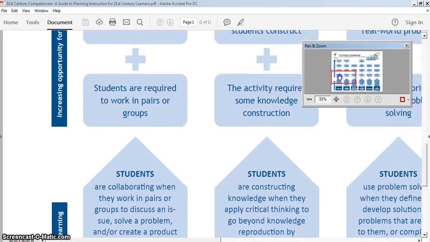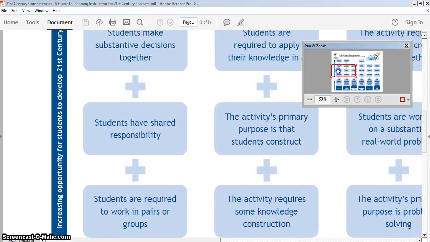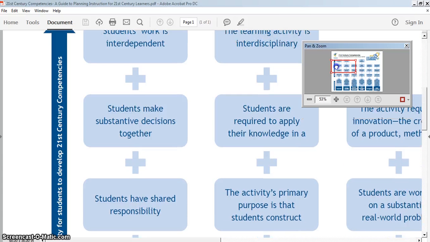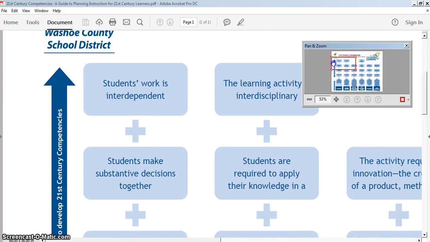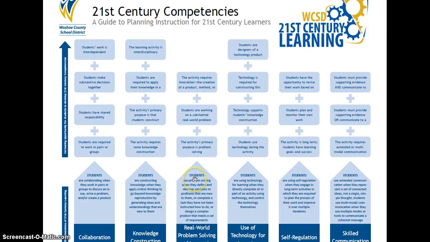These are requirements for students to work in pairs and groups, providing students with opportunities for shared responsibility, requiring that students make substantive decisions together, and opportunities for work to be interdependent. Microsoft OneDrive and the Office 365 sharing features are tools that can be used to save and access work online, also known as in the cloud, and can be used to share work with collaborators, teachers, and evaluators. All Washoe County School District staff and students currently have access to OneDrive.